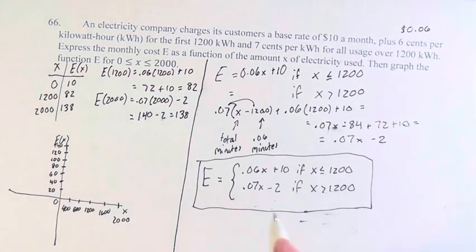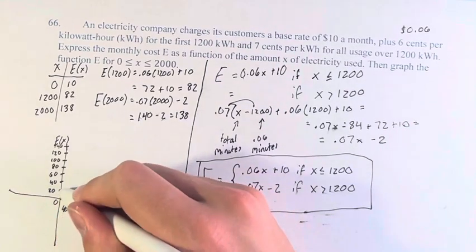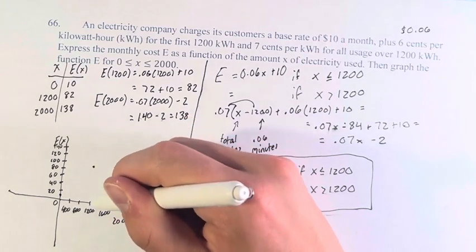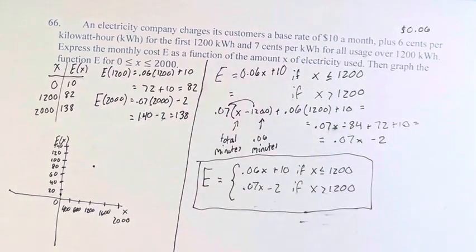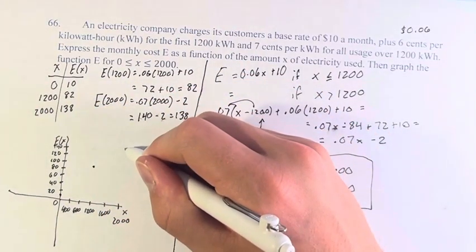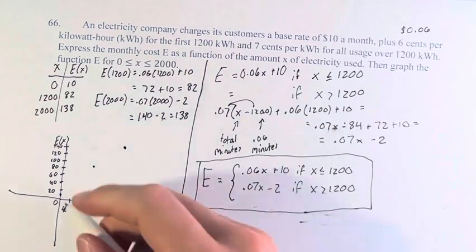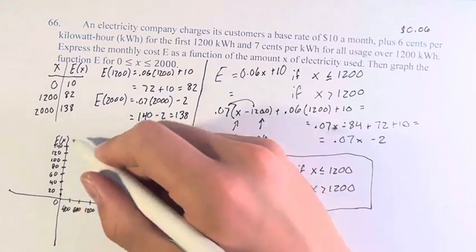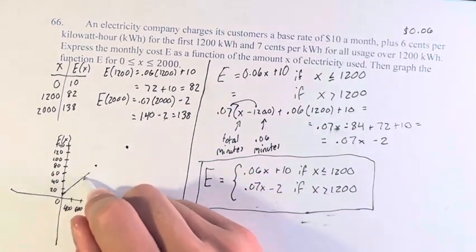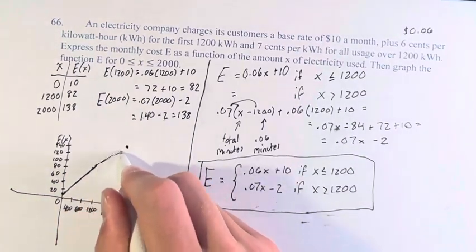Now, we have (0, 10), which is going to be halfway between 20 and 0. (1200, 82) is going to be at 1200 and slightly above 80. And (2000, 138) is up here and just under 140. Now the problem with this is I'm graphing this by hand. So this is what it looks like roughly. We have a line here, and then once we get to 1200, we have a different line here.